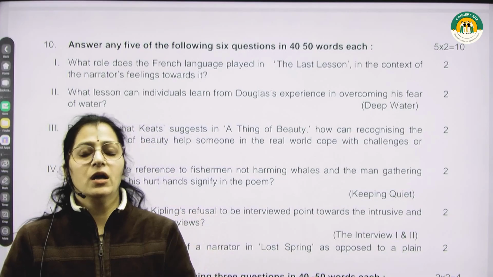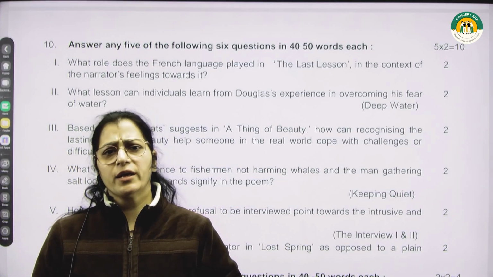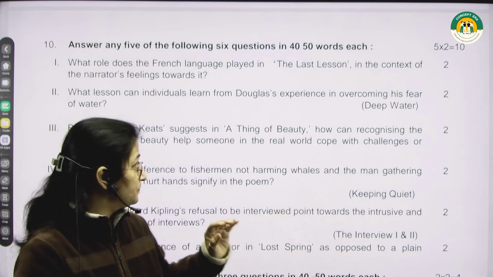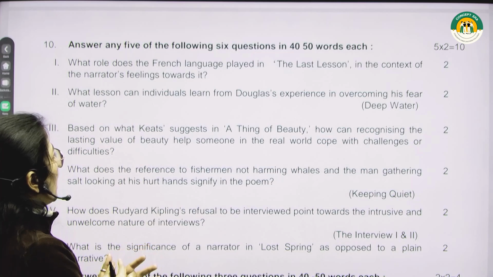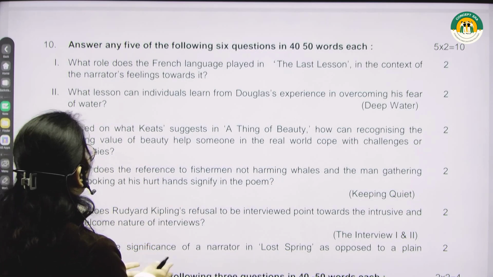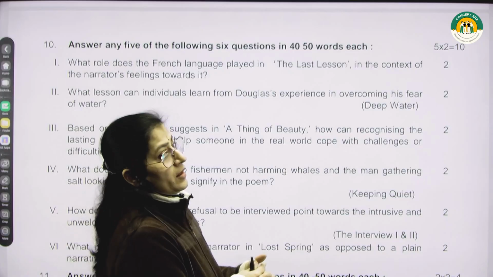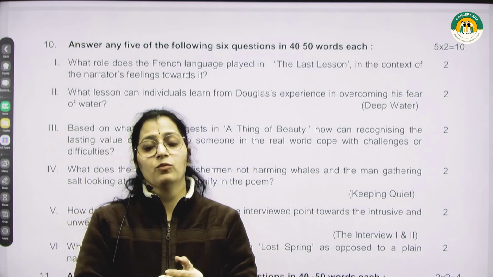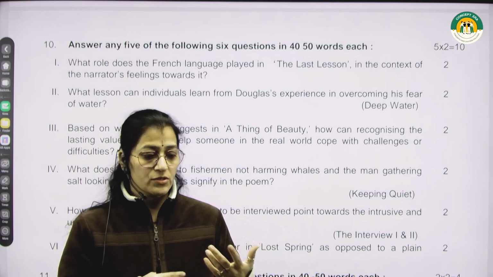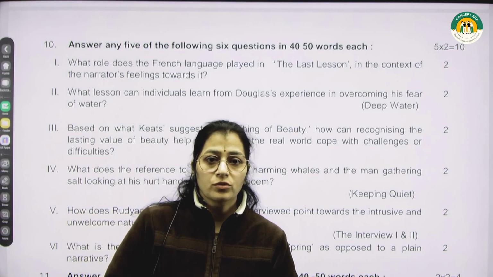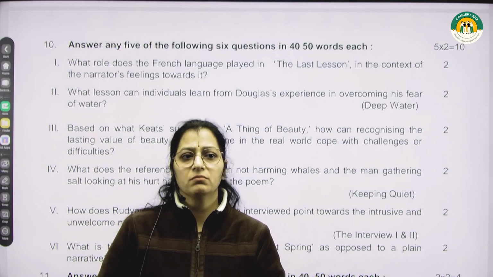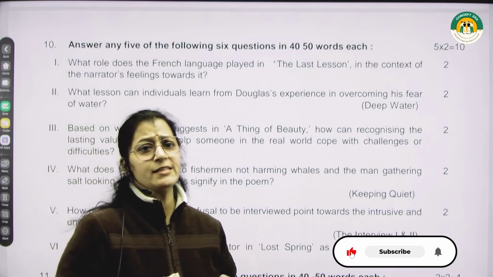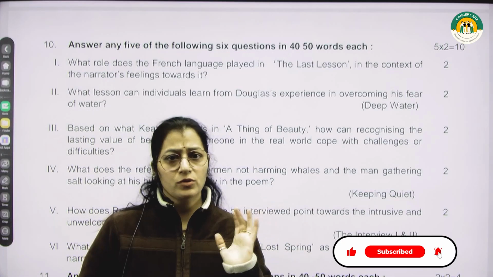So according to the word limit, you should write your answer. You should frame your answer so that you do not invest extra time in writing extra words in these short answers. What role does the French language play in The Last Lesson in the context of the narrator's feelings towards it? This question is asking the value of the mother tongue and what Mr. M. Hamel wanted to teach his students, right? So here what he was thinking was that this is the most beautiful, logical, easy language to understand.